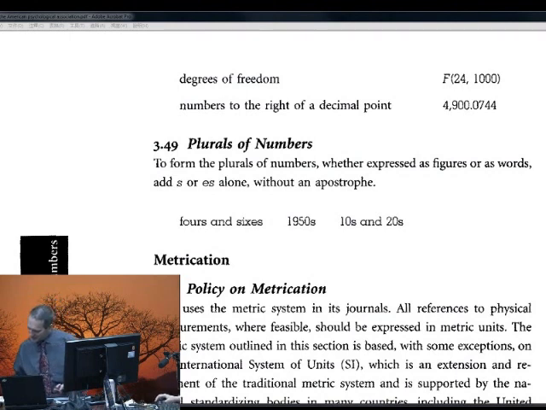Okay, so I think we made it all the way up to decimals and fractions, which is 3.46 in our APA, right? Wonderful. We're on section 3.50 of the APA, so please jump over to 3.50.